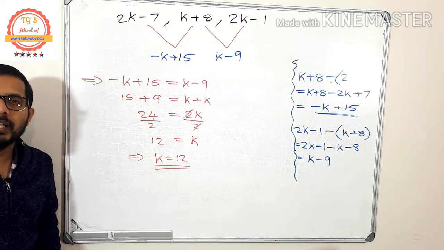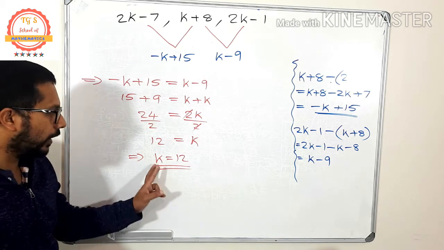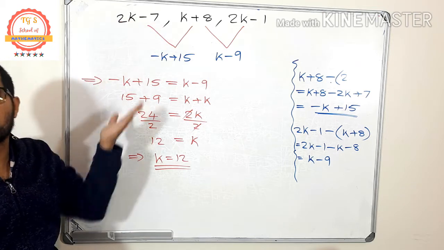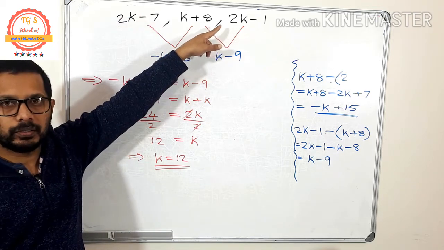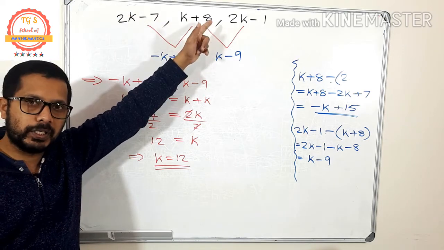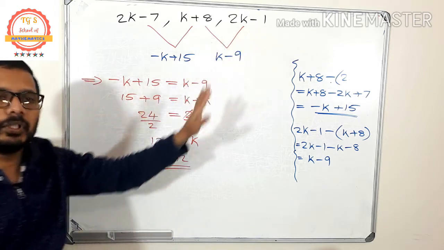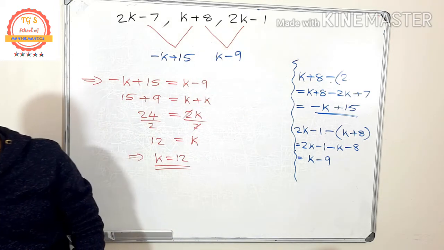Are you fine? Now what are we going to do? Now we know the value of k. K is 12. So we are going to find the sequence. What is the actual sequence? So how can we find it? This is the sequence given, and they are saying that this is an arithmetic sequence. So now we are going to find what the numbers are here. We know the value of k. K is 12. So what is the first term?